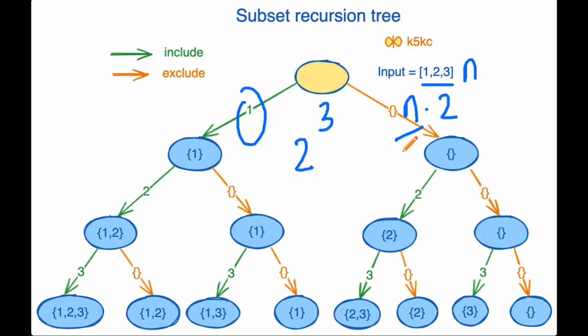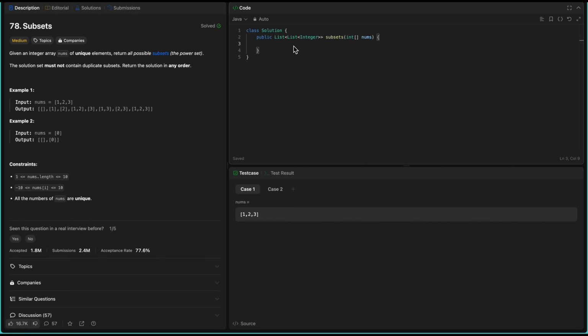Now let's jump into the code just to see how we can code this backtracking algorithm. First thing we do is create our answer list, right?